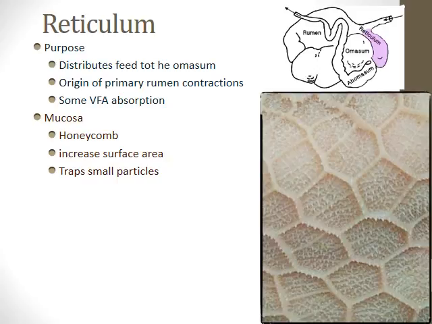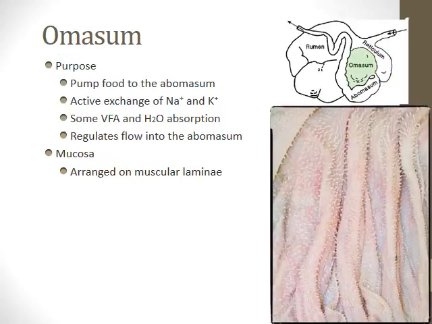Now this mucosa looks like a honeycomb, and it's like that in order to have an increased surface area so volatile fatty acids can be absorbed, and ultimately it traps small particles. And once particles get small enough, they pass from the reticulum into the omasum, which is the third compartment highlighted in green on the top right hand side of the screen.